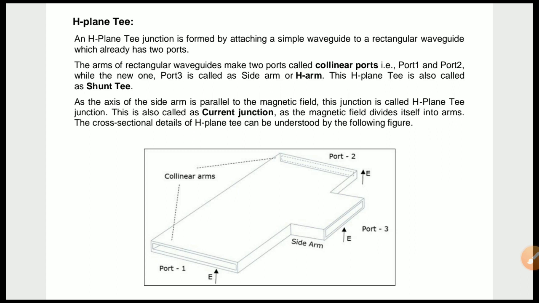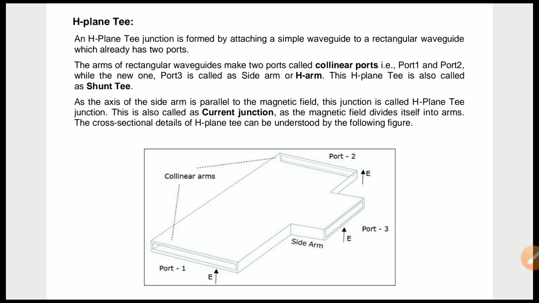The first one is the H plane T, the second one is the E plane T, and the last is the magic T, that is the E H plane T, which is the combination of E plane T and H plane T, which is nothing but the magic T. So let's discuss one of the most important points of this chapter, and there is always a 7 to 8 marks question on the E plane T or H plane T.